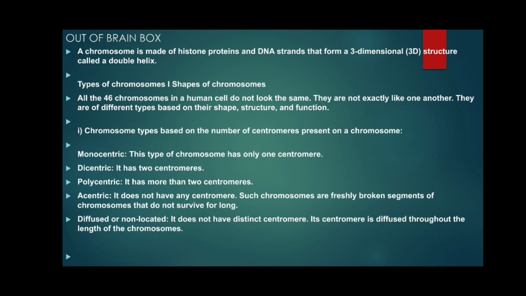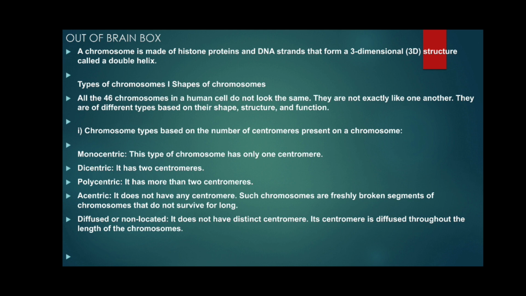Chromosome types based on the number of centromeres present on a chromosome. First one is monocentric, if the chromosome has only one centromere. Mono means one and di means two. If a chromosome has two centromeres, then it is dicentric, and polycentric if it has more than two centromeres. Acentric, if the chromosome doesn't have any centromere.